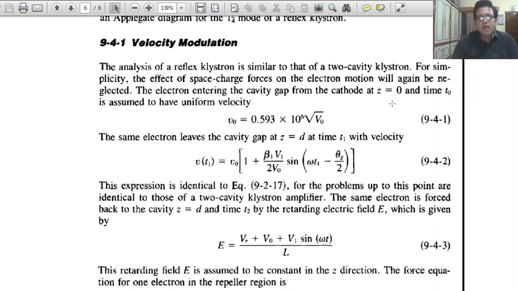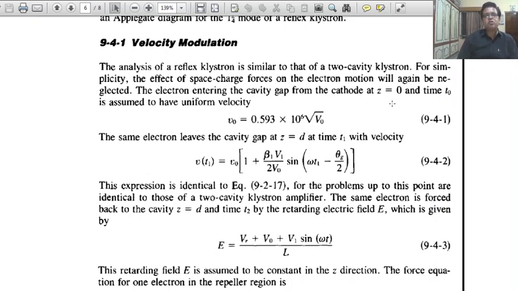For simplicity, the effect of space charge forces on the electron motion will again be neglected. We are not considering the space charge forces on the electron motion. The electron entering the cavity gap from the cathode at z equal to 0 and time t0 is assumed to have a uniform velocity that can be derived from half m v0 squared equal to qV or eV. So v0 equal to 0.593 times 10 raised to 6 times root V0.